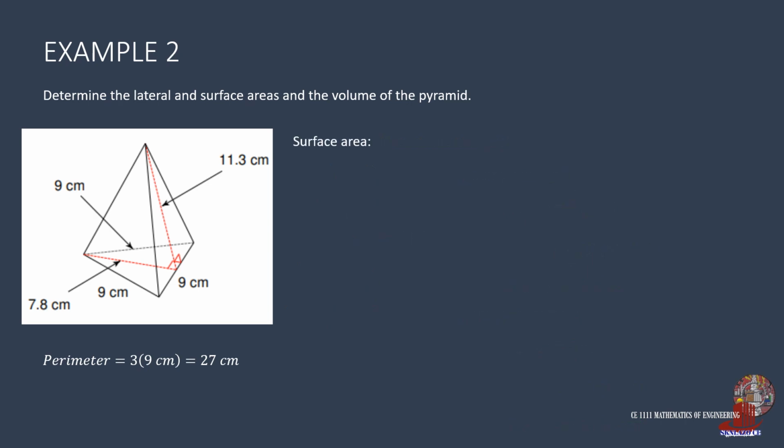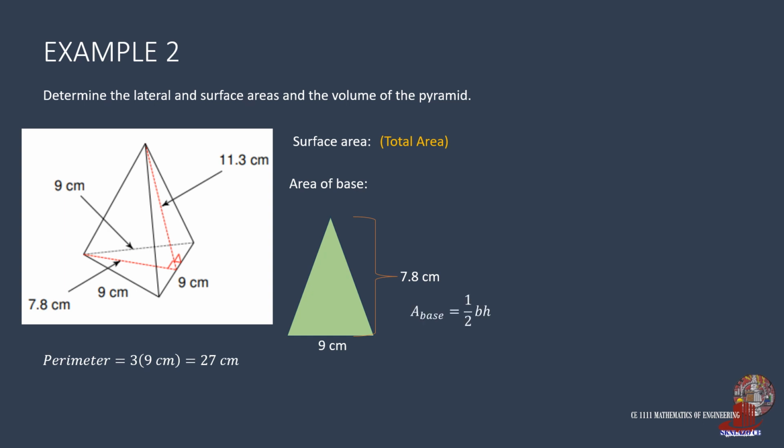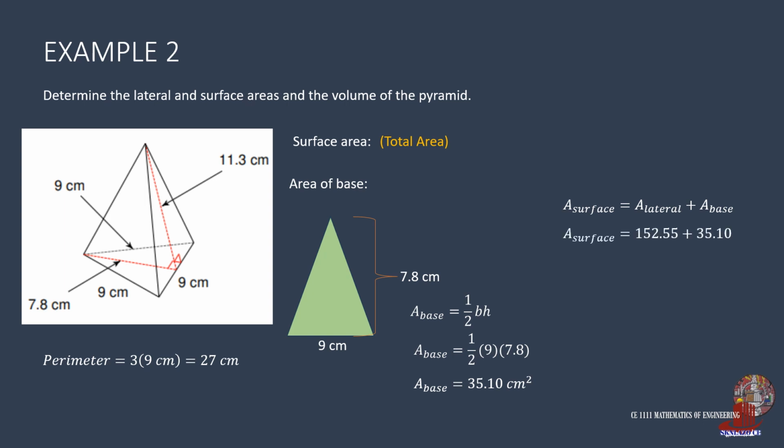The surface area is the same as the total area of the pyramid, which includes the area of the base with a base of 9 cm and height of 7.8 centimeters. Being a triangular base, the equation is half of base times height, that is, half of 9 times 7.8, giving 35.10 square centimeters. So the surface area, as the summation of the lateral area and the area of the base, is solved as 152.55 plus 35.10, giving 187.65 square cm.